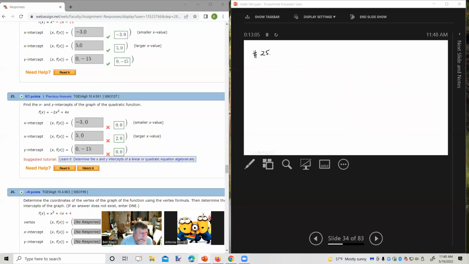Okay, let's take a look at 25. Find the x and y intercepts of the graph. So f of x equals -2x squared plus 4x. So that's basically y equals -2x squared plus 4x. To find the x-intercept, you set y equal to 0. So then, oops, come back here. So I get that.